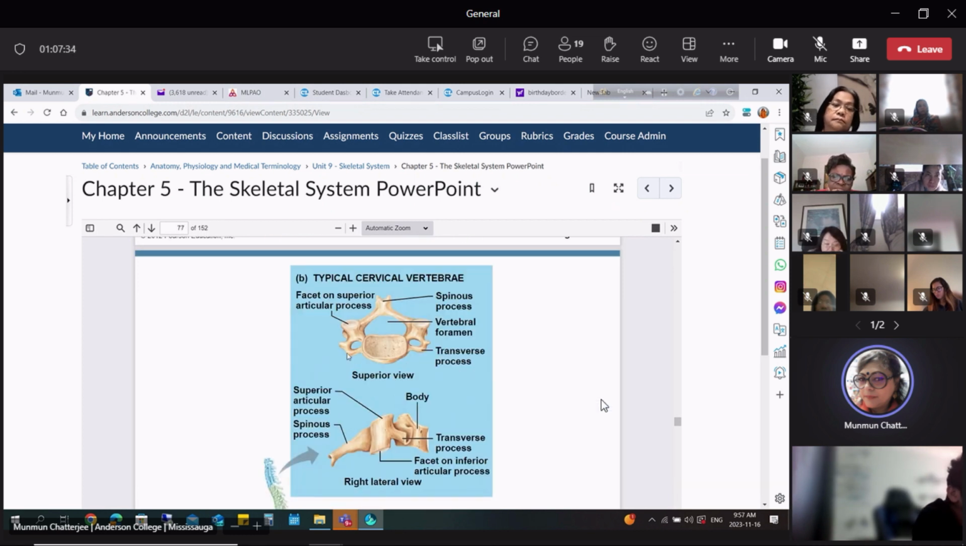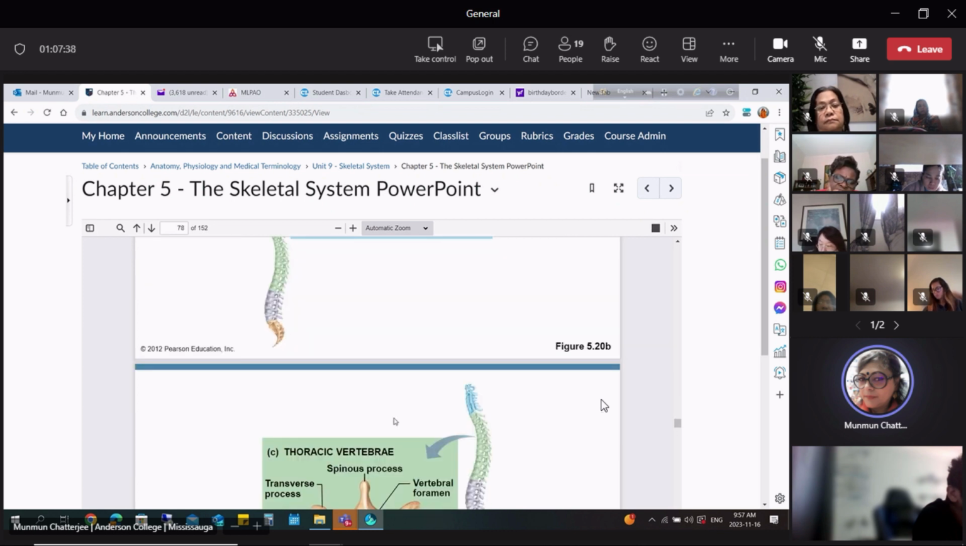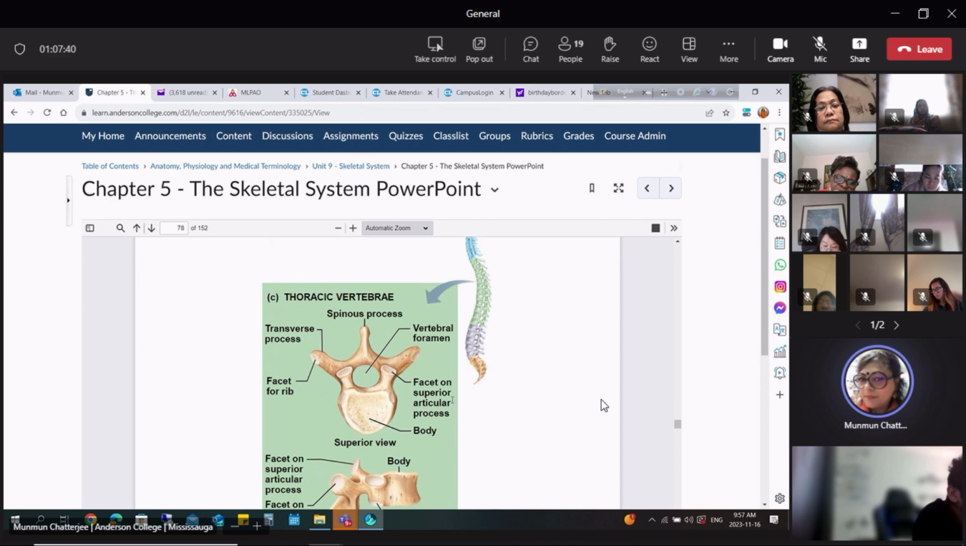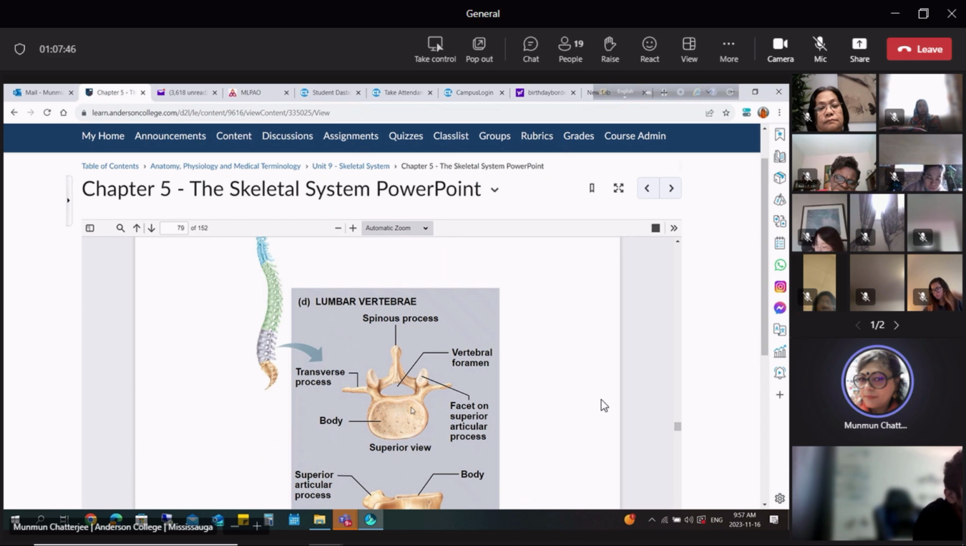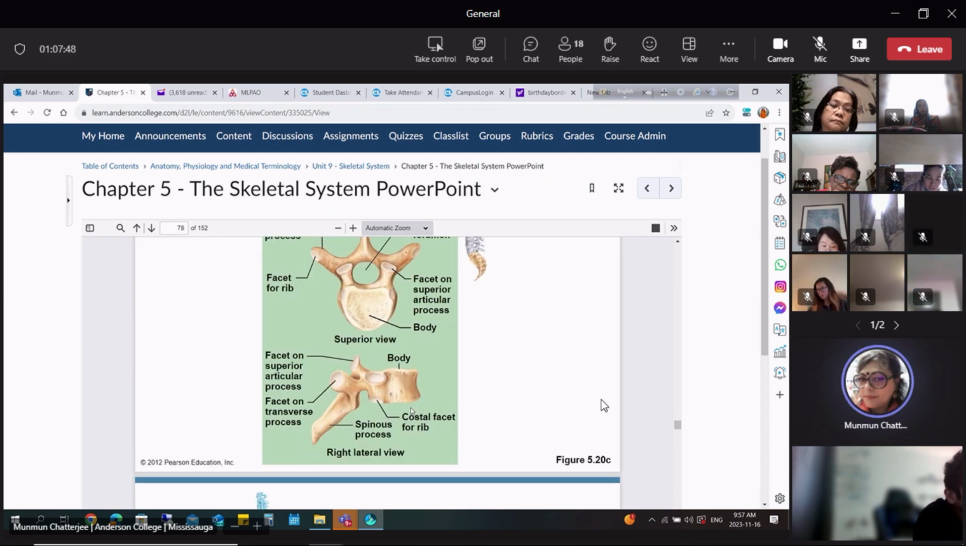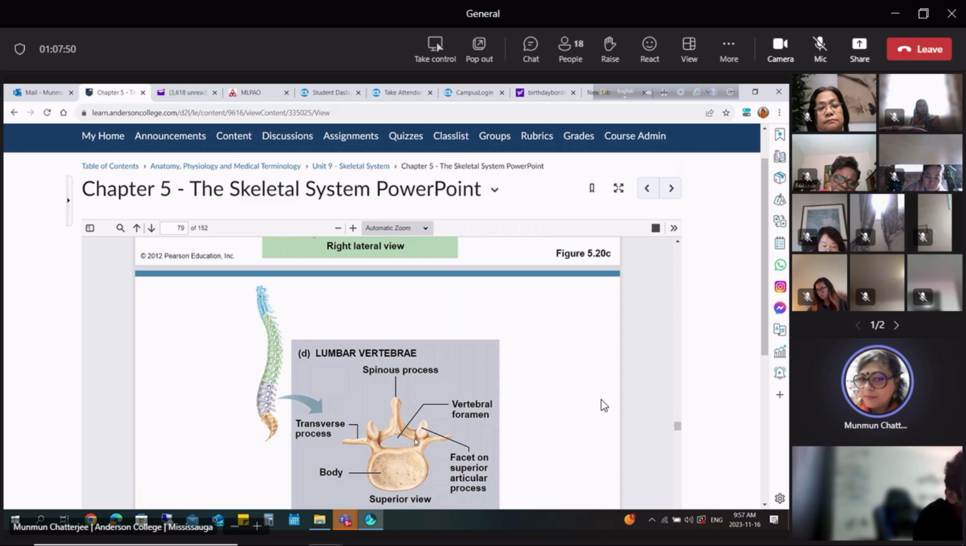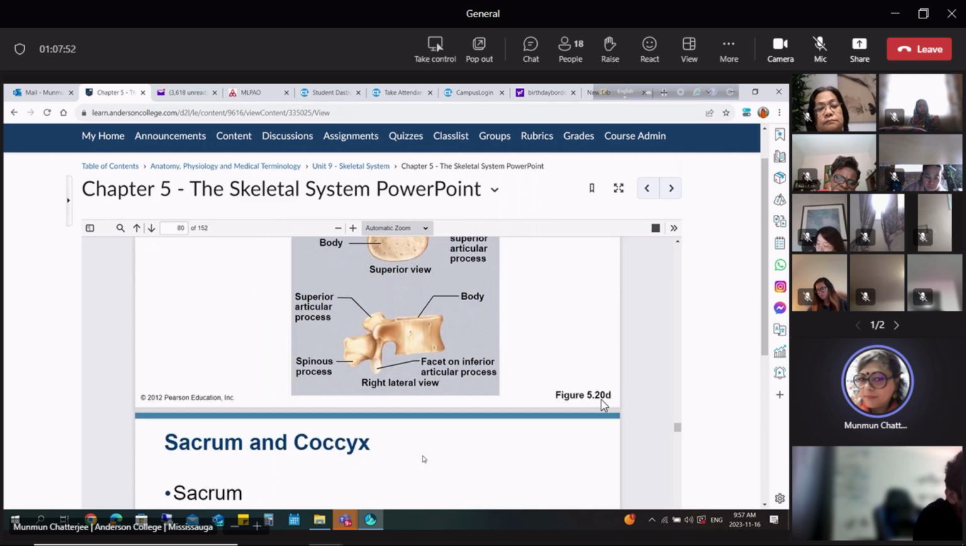So different vertebrae have different shapes and different parts. You don't need to learn that, but I am just showing you how the thoracic vertebra looks and how the lumbar vertebra looks. See, each is different from the others. This is the thoracic vertebra. This is the lumbar vertebra.